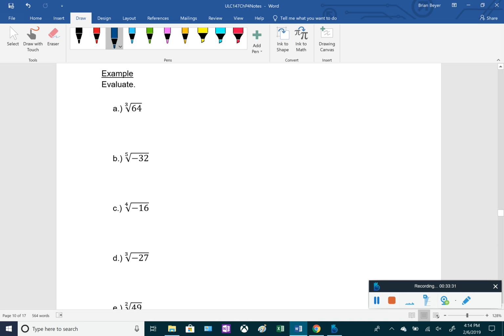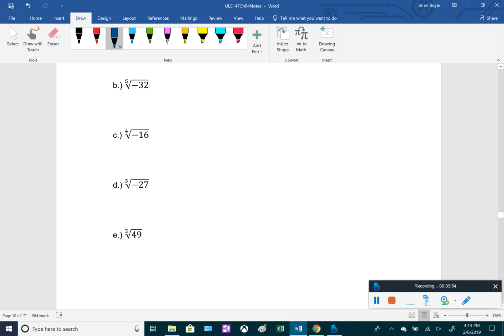I just threw this extra one in for the heck of it. There's no negative radicand here. It's just the third root of 64. The cube root of 64 is going to equal 4, because 4 cubed equals 64. So we didn't have to worry about any negative there. But the next one we do.